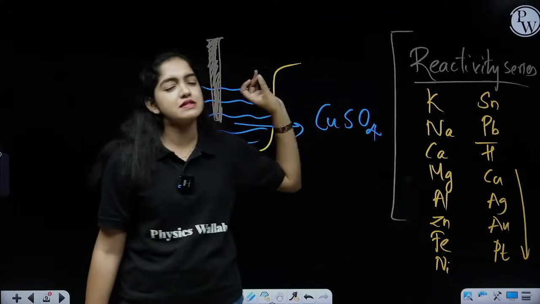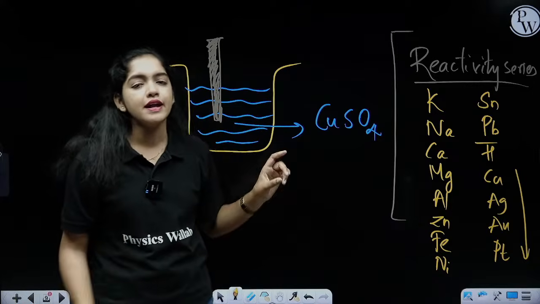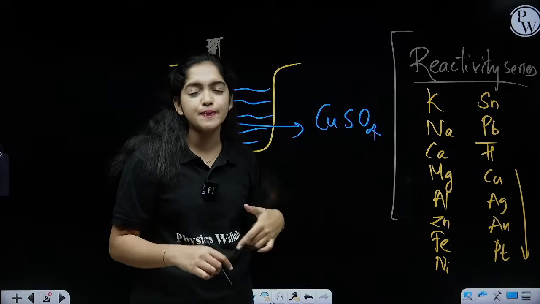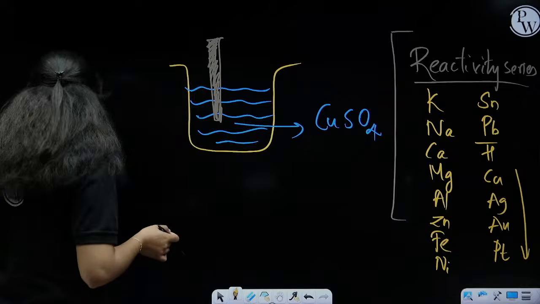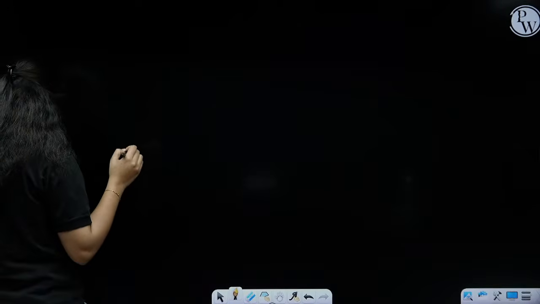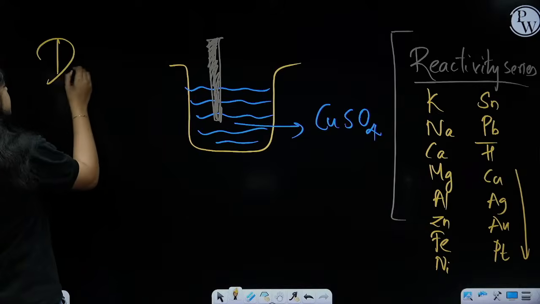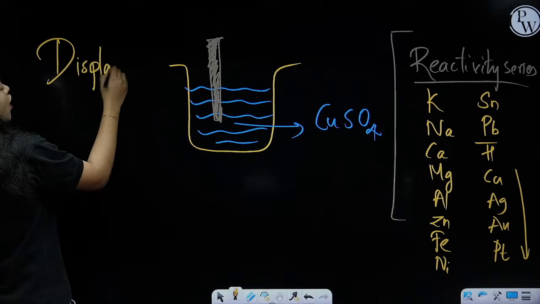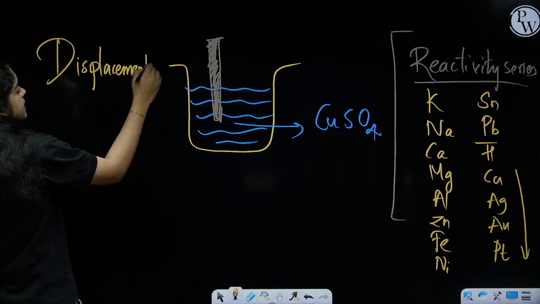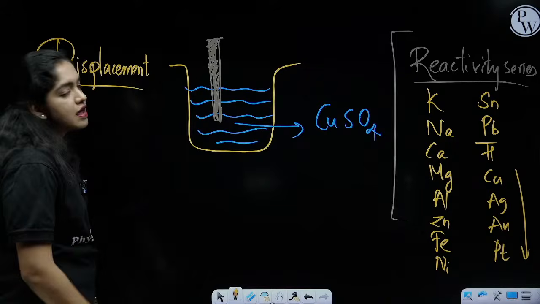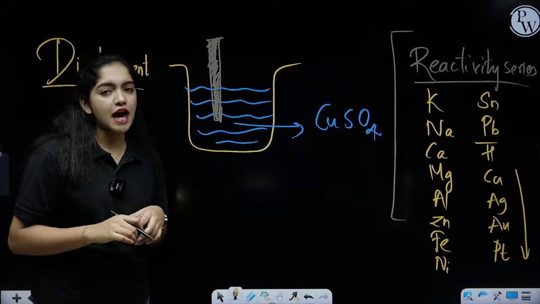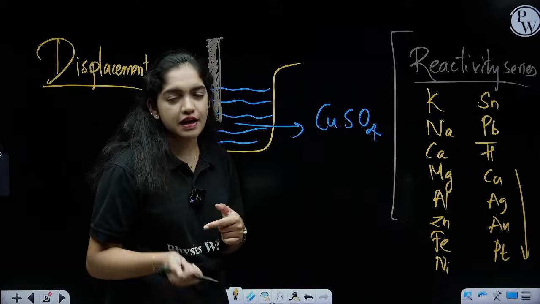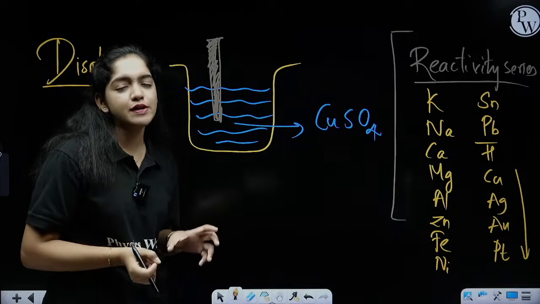Out of these metals, potassium shows the highest reactivity. And we learned that a highly reactive metal can displace a less reactive metal from its solution. What is the name of that reaction? Displacement reaction. All displacement reactions are redox reactions, which we can check. First, we should know what a displacement reaction is. Displacement reaction means a highly reactive metal displaces a less reactive metal from its solution.